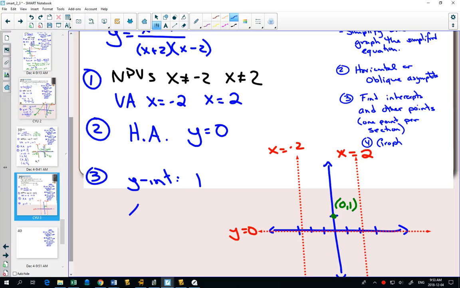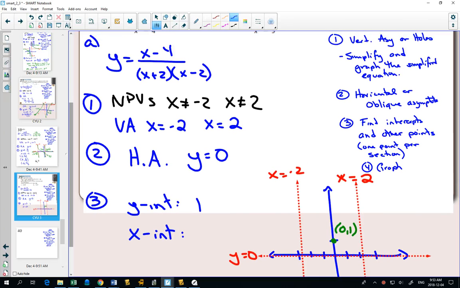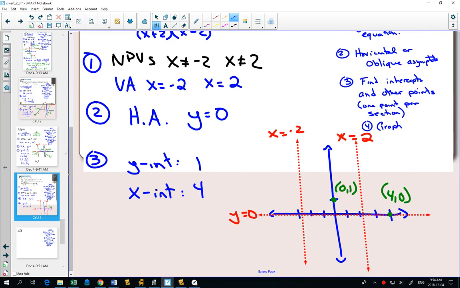Find your x-intercept. Remember that when you plug in 0 for y, the only time a fraction is equal to 0 is if your numerator is equal to 0. And so here, the only time my numerator is equal to 0 is at 4. So once again, it feels kind of weird, but it's okay. We have an x-intercept at (4, 0). And that is our only x-intercept, because that's the only place our numerator is equal to 0.